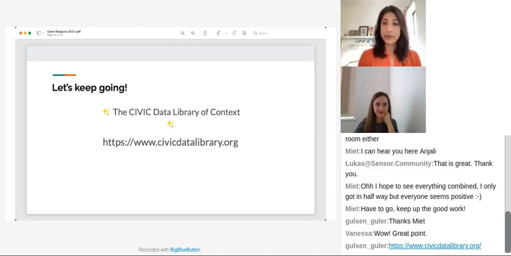As we mentioned a few times, we're not the first ones to call out this need for attention remediation, but we do have an actual practical application to implement this methodology for structured context. So big news, Civic Software just launched a new program and call for participation in building out what we call the Civic Data Library of Context.